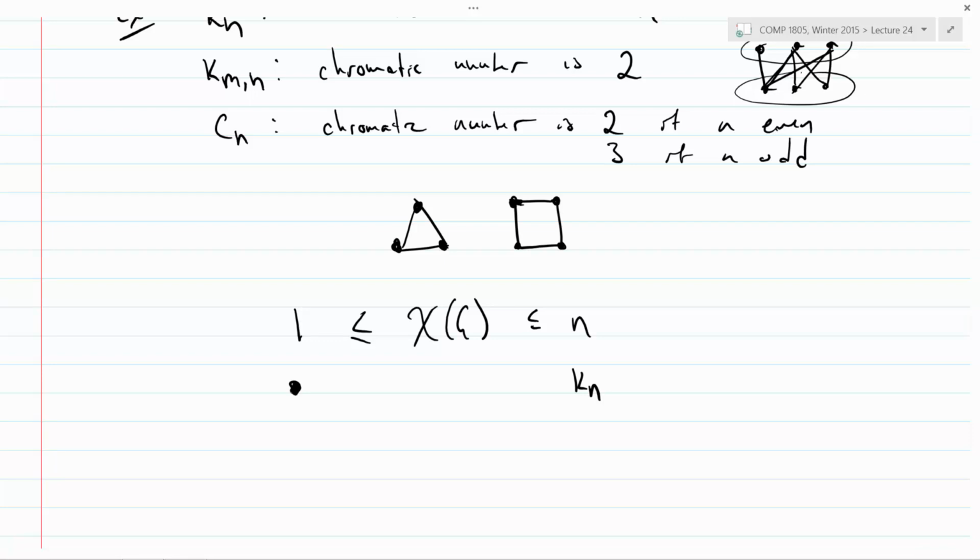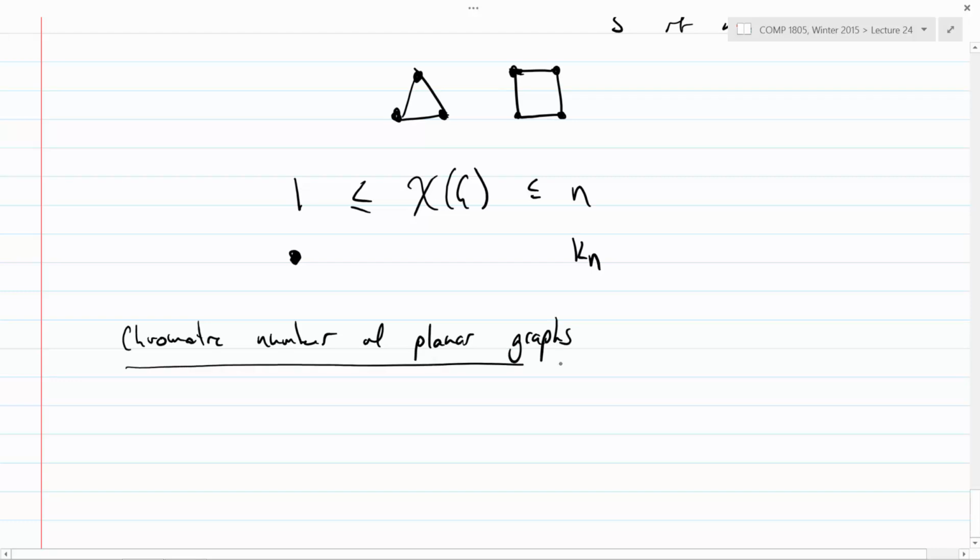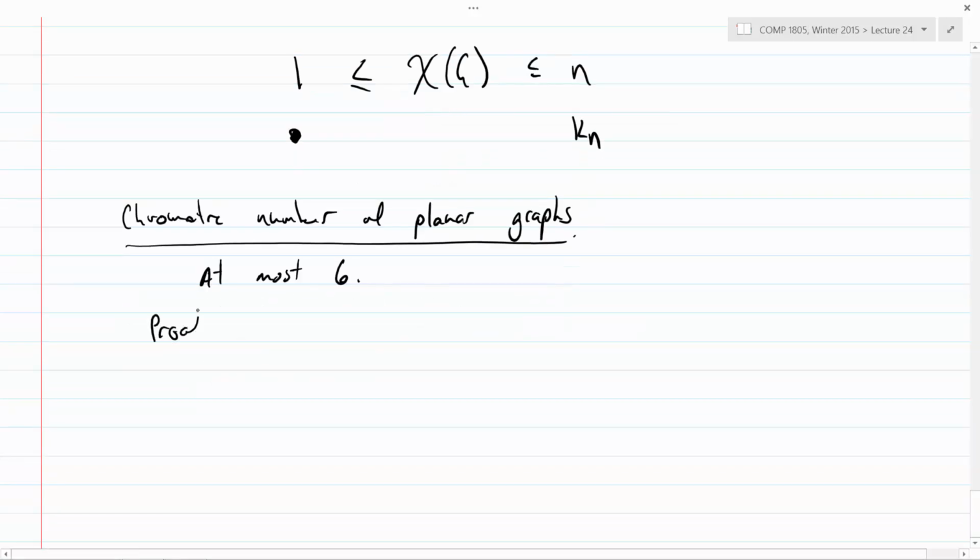So one really interesting case is the case of planar graphs, the chromatic number of planar graphs. There's a couple proofs about this. I'm going to show you one that's hopefully not too hard. The chromatic number of a planar graph is at most 6. So I'll prove that for you. The proof is going to be by induction, and it's going to be by induction on the number of vertices.